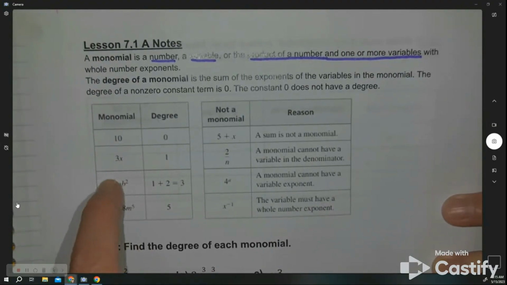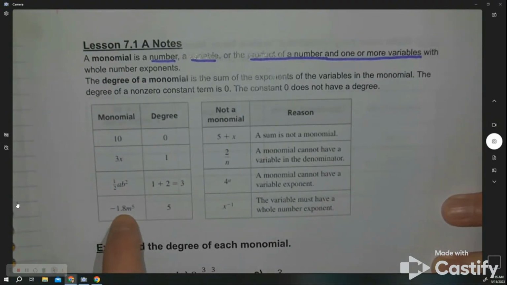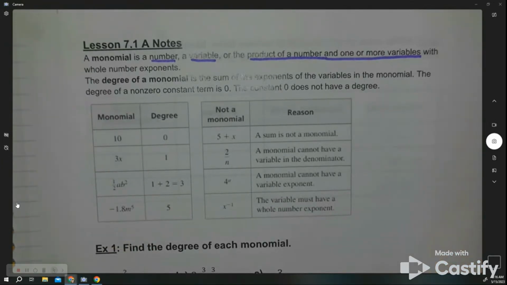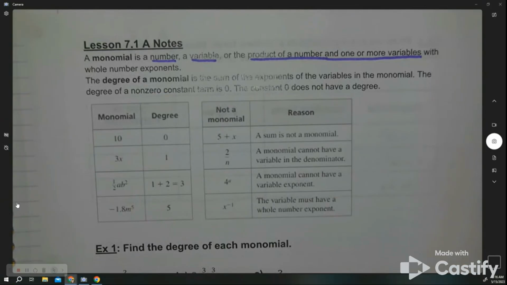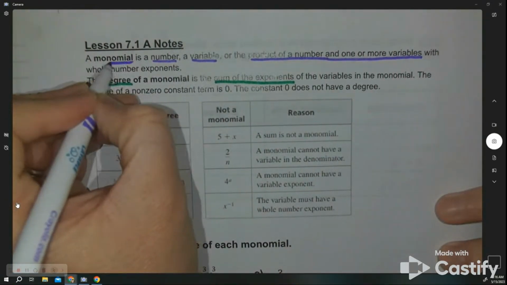This one we have our coefficient, or a number, multiplied by two variables, and then down here we've got a number and a variable as well. But they give you an example with a negative number so that you know that it could be negative coefficients as well. Then the degree is the sum of the exponents. I should underline monomials, we know the purple is for that, right?